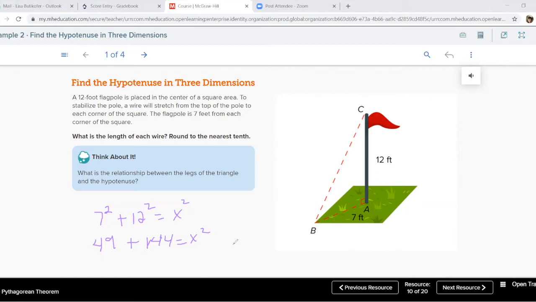So we have 193 equals x squared. To get rid of the square on this side, we do the square root. So the square root of 193 is 13.89. But look up here. Remember, we have to read the whole thing. It says round to the nearest tenth. So if we get x equals 13.89, if we round it to the nearest tenth, it would be 13.9. And that is our answer.